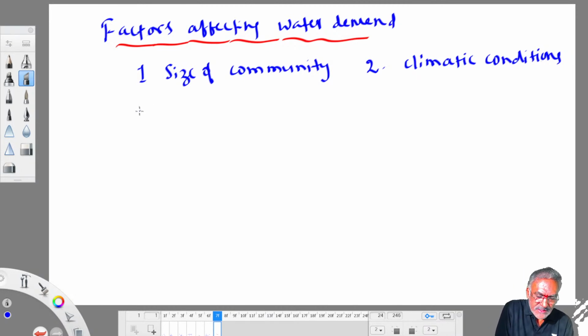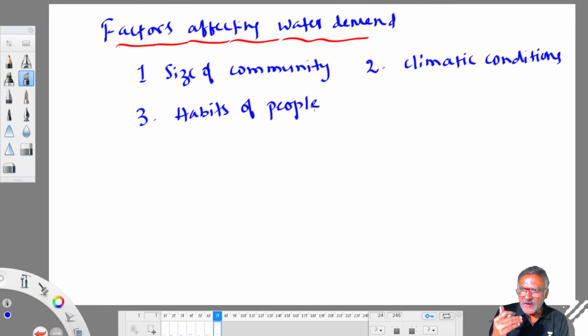Climatic conditions influence demand. Then the third one is habits of the people. What type of people are living in the community? Their habits depend on whether people are living below the poverty line or above it, a rich community or a poor community. If more people in the community are poor, then demands will be less. If more people are very rich, affluent people, their water habits and water demands will be different. Therefore, they demand more water.